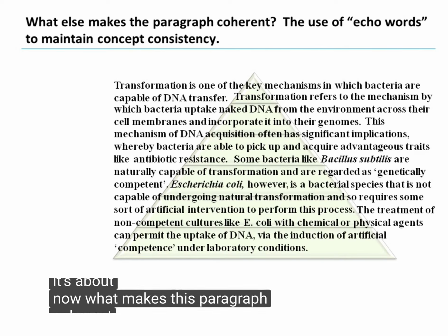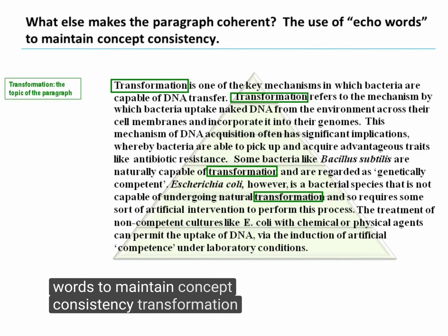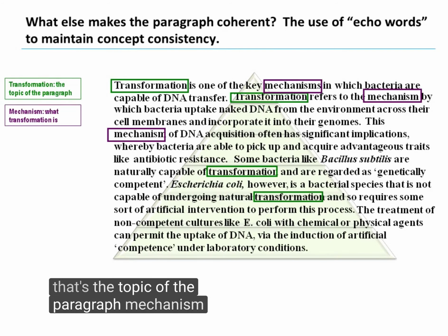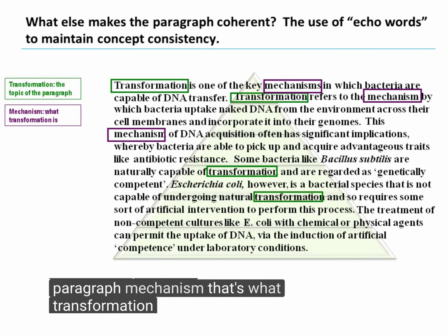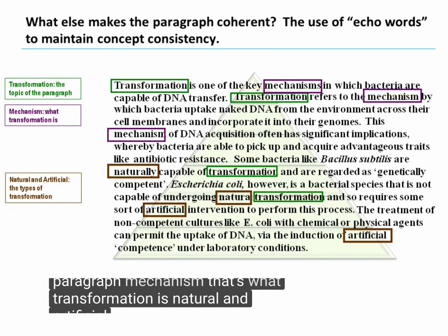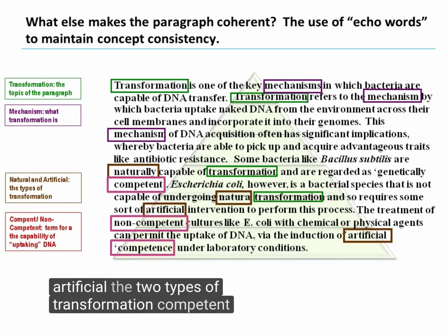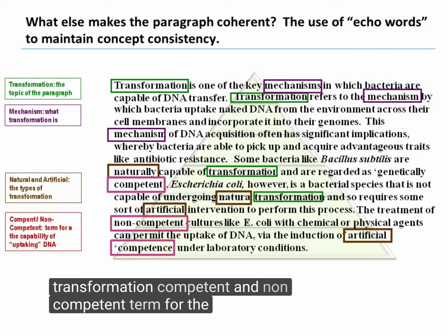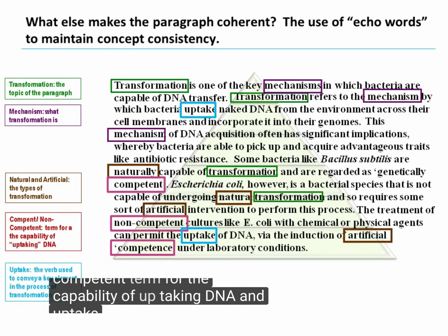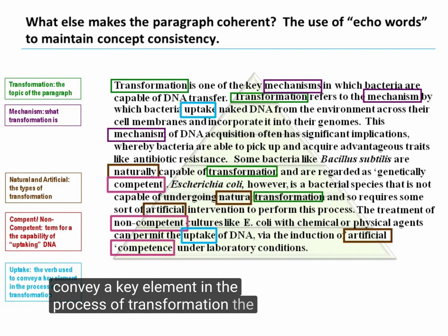Now, what makes this paragraph coherent? It's the use of echo words to maintain concept consistency. Transformation, that's the topic of the paragraph. Mechanism, that's what transformation is. Natural and artificial, the two types of transformation. Competent and non-competent, a term for the capability of uptaking DNA. And uptake itself, the verb used to convey a key element in the process of transformation.